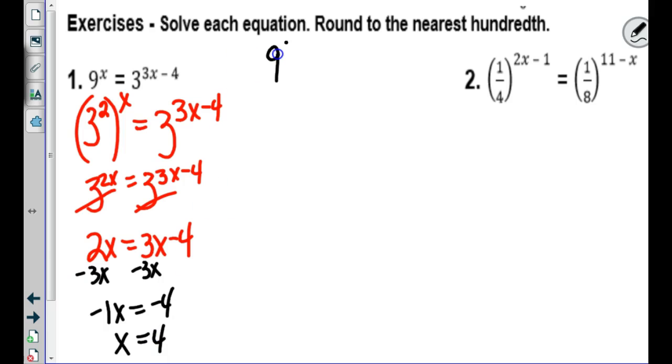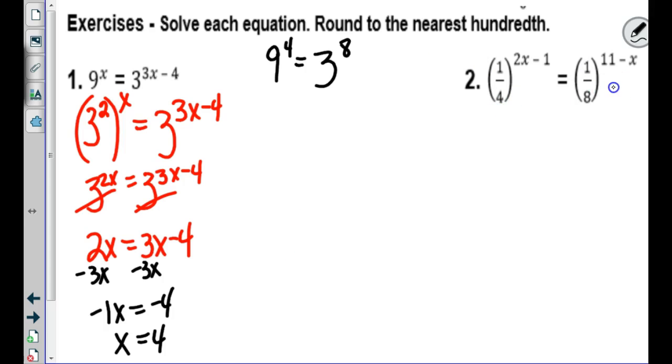So if I plug it back in, I'd have 9 to the 4th equals 3 to the 12 minus 4, which is 8. Think that's true? Could you type it in your calculator and check if you wanted to? Yeah, it's true. All right.